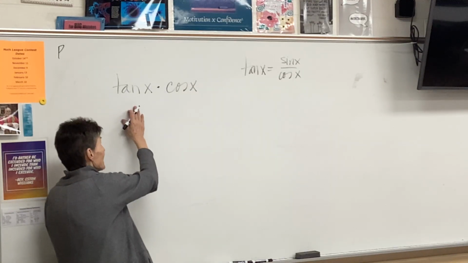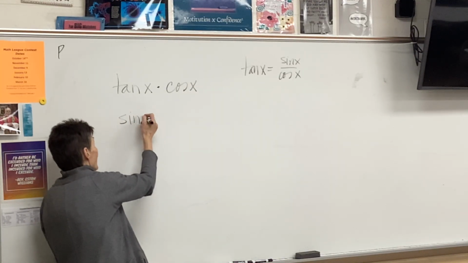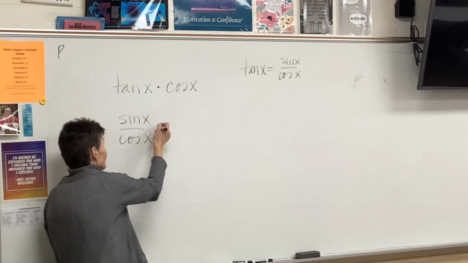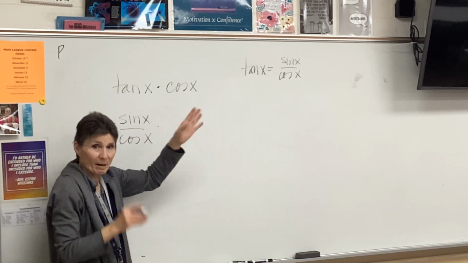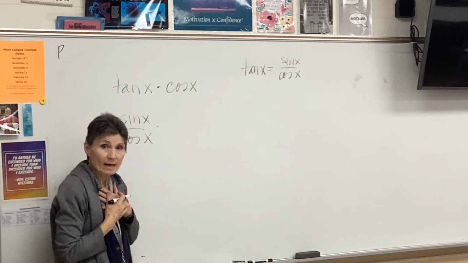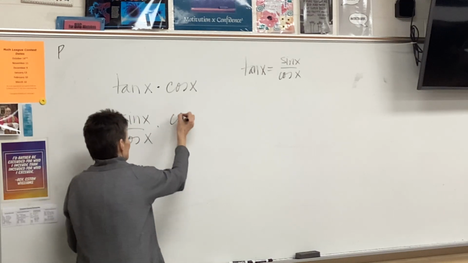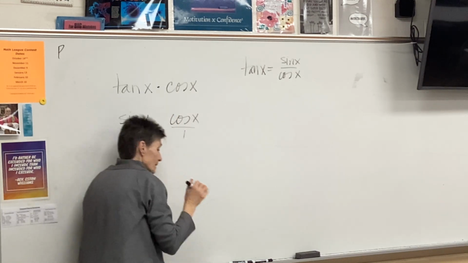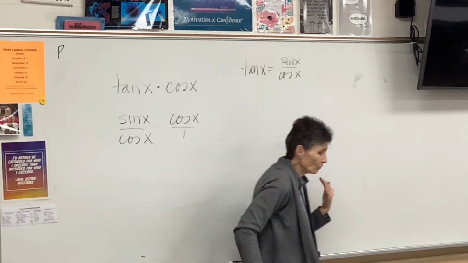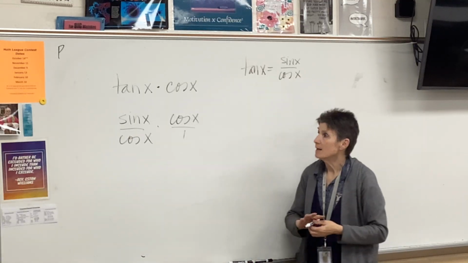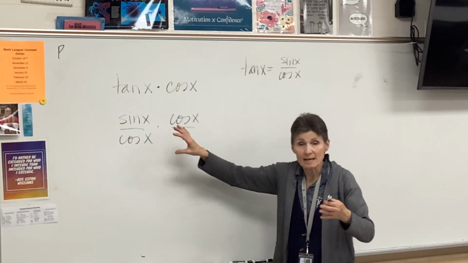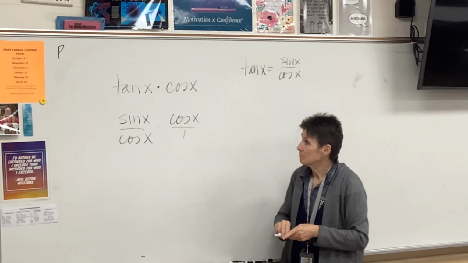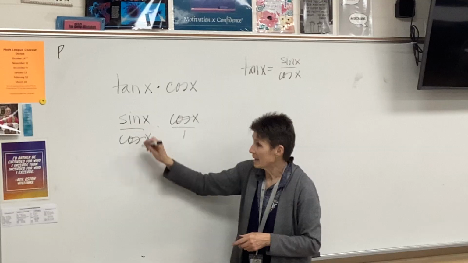So when I see this tangent, I'm going to write it as sine over cosine. Now I am multiplying it by cosine. To help me, I'm going to make that cosine over 1. Kids, that doesn't change anything. Putting it over 1 is the same thing, but now things are lined up so that I can see I'm multiplying fractions. Well, luckily, I can actually cancel.